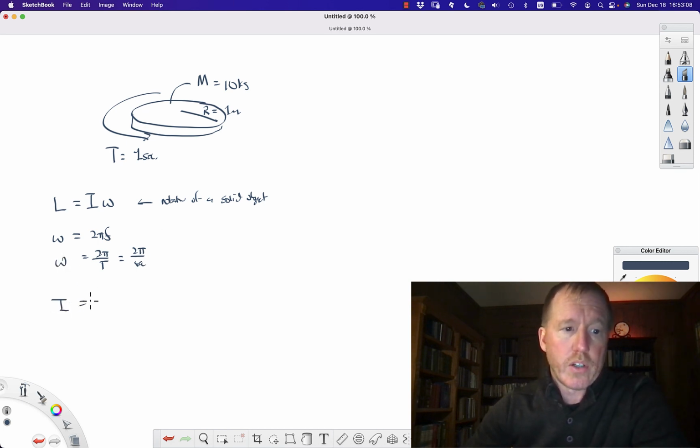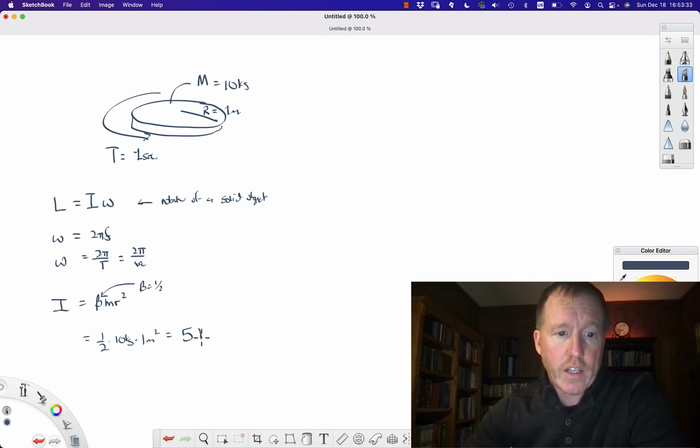Well, what's its rotational inertia? Well, a disk, well, more generally speaking, beta m r squared is the rotational inertia of a solid object. For a disk, beta is equal to 1/2. So 1/2 times its mass, which would be 10 kilograms, times the radius, which would be 1 meter squared. So it has a rotational inertia I equal to 5 kilograms meters squared.